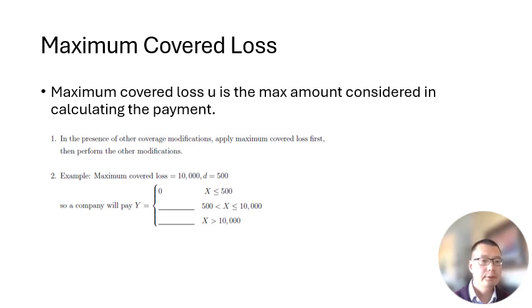For example, maximum covered loss is 10,000 and deductible is 500, so a company will pay Y, which will be 0 when X is less than 500. When the loss is less than 500, of course we pay 0. When the loss is greater than 10,000, then how much do we pay? First, we compare X to 10,000. Because X is greater than 10,000, the maximum loss is 10,000. But within this 10,000 loss, deduct 500. That's why the actual payment would be 9,500.